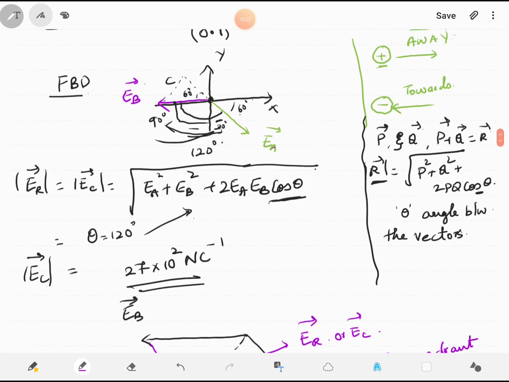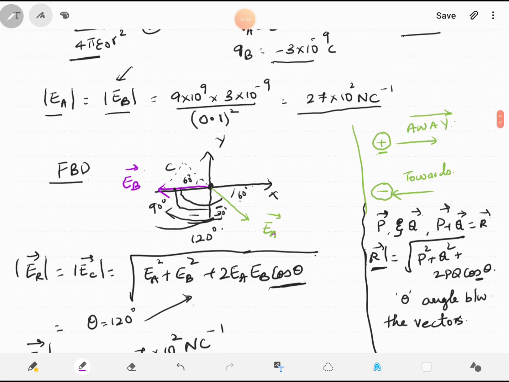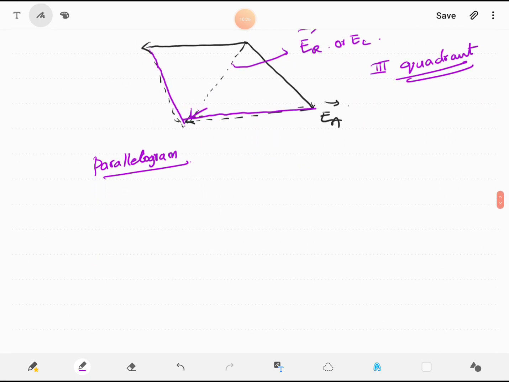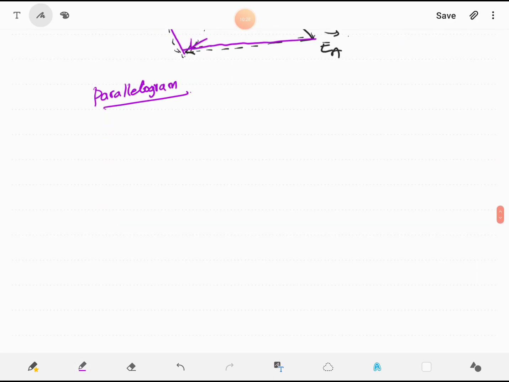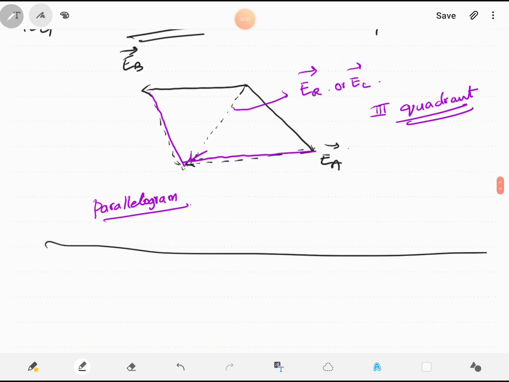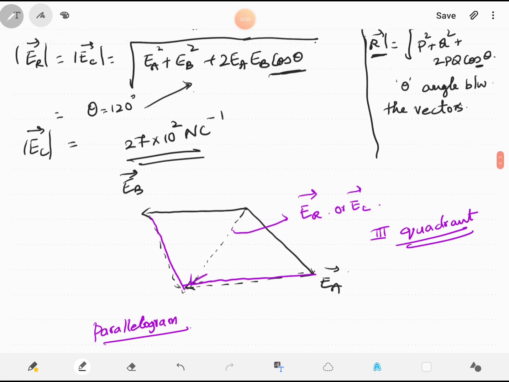I hope this question was clear to you. I can further give you one more illustration where I can change the magnitudes of electric fields and then find the direction of electric field similar to this problem.